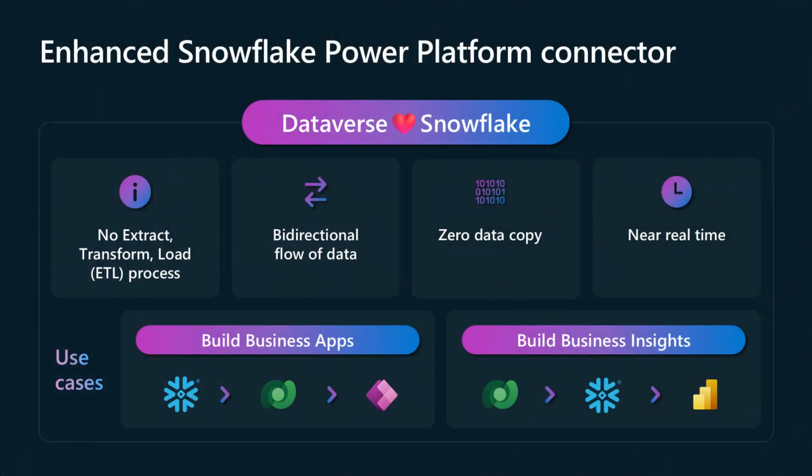Here are some benefits of the Snowflake Power Platform connector. Number one, no ETL processes. Data is projected and it can be readily used in your low-code apps as a query. Number two, bidirectional data flow. You can actually write back data to Snowflake. Number three, no data copy. And number four, near real time, pretty much in a few seconds. And now we are announcing enhanced Power Platform connector for agents featuring Snowflake.